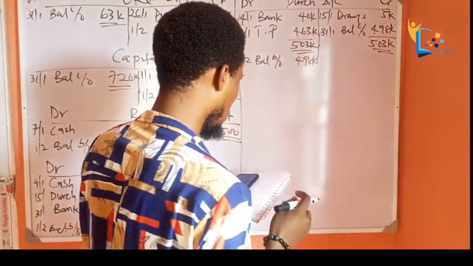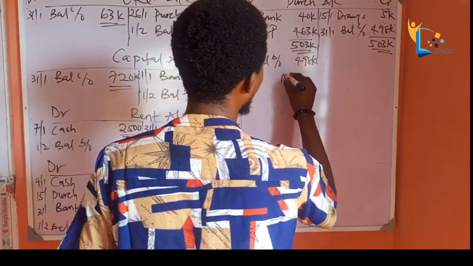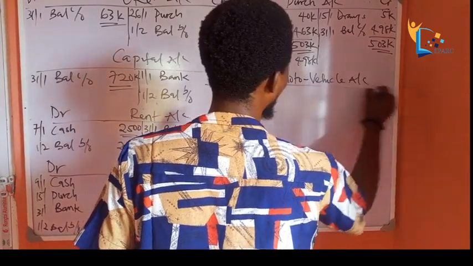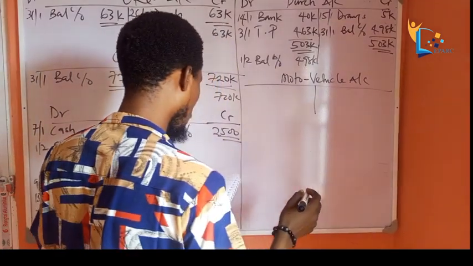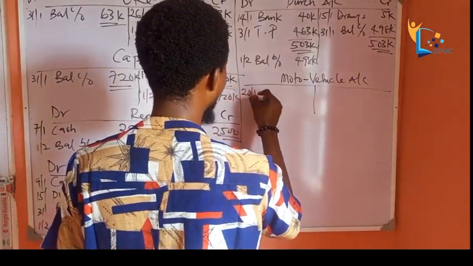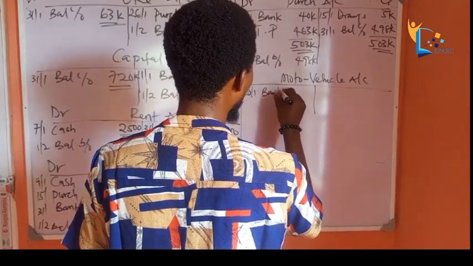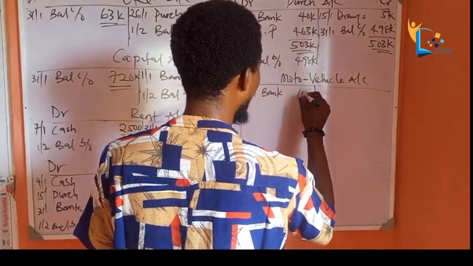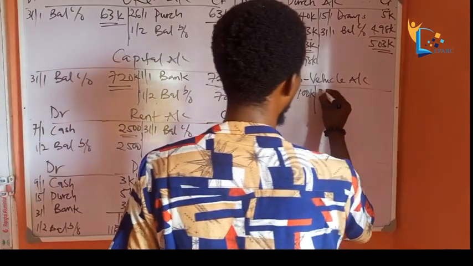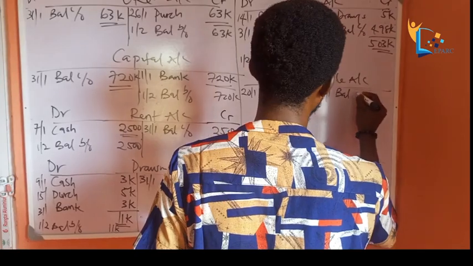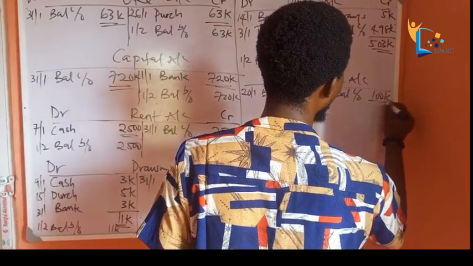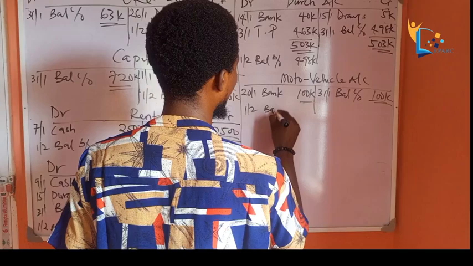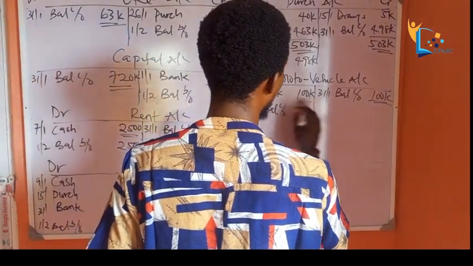Okay, all right. So we have the next, motor vehicle account. Motor vehicle is an asset. We bought a motor vehicle on the 20th via check. If you check our cash book, you see this transaction, which is we bought a vehicle of 100,000, 100k. So our balance carried down is still 100,000. So 1st of February, balance carried down 100k. Sorry, brought down.